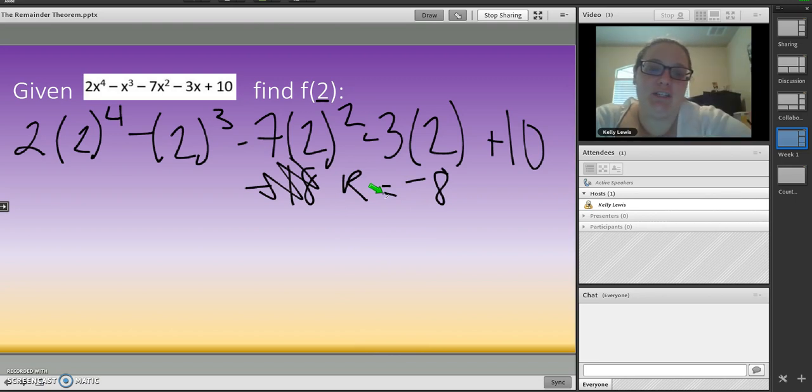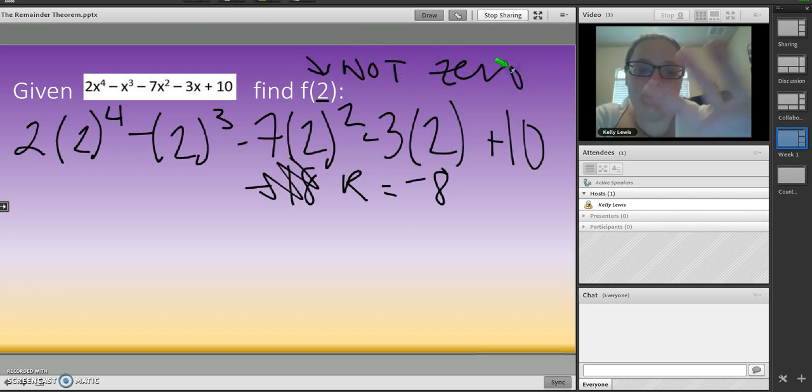All right, so that means that 2, this is not a 0. And so the factor that is associated with it, which would be x minus 2, is not a factor.